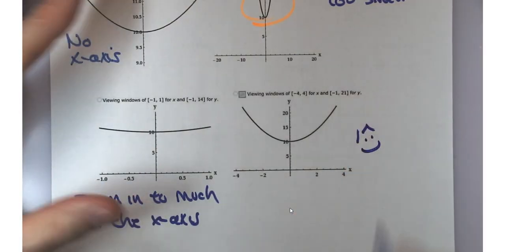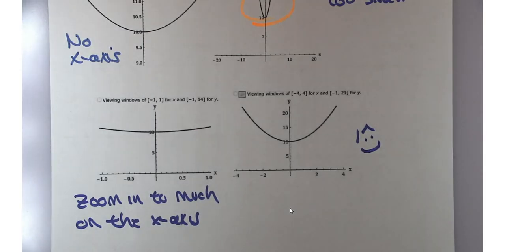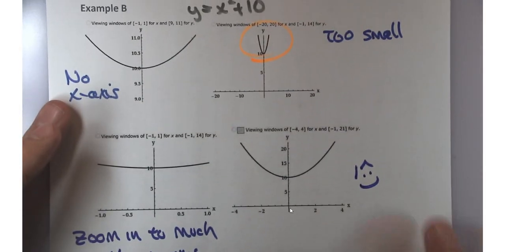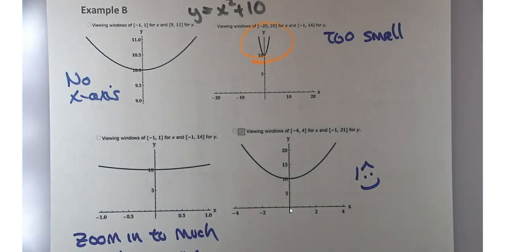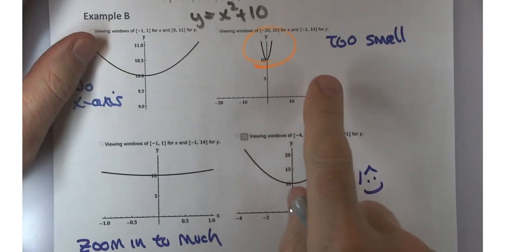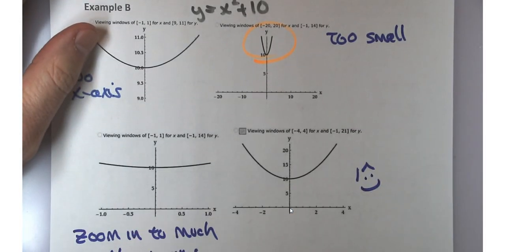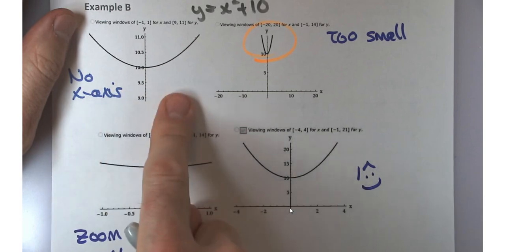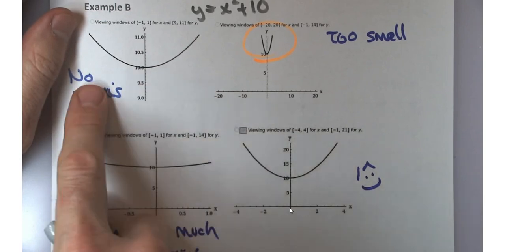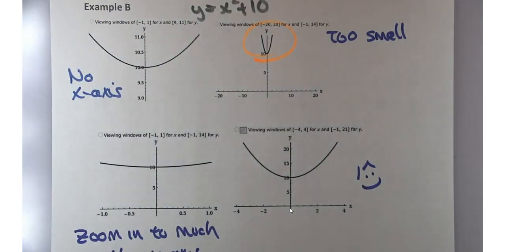So that's the kind of graph that I want you to be able to come up with. It's a typical problem on an exam where I just give you a simple little equation and say, find a good viewing window. I don't want you zoomed in too much. I don't want you zoomed out too much. I want to see the x-axis and the y-axis. Those are the things I'd be looking for in a problem like this.